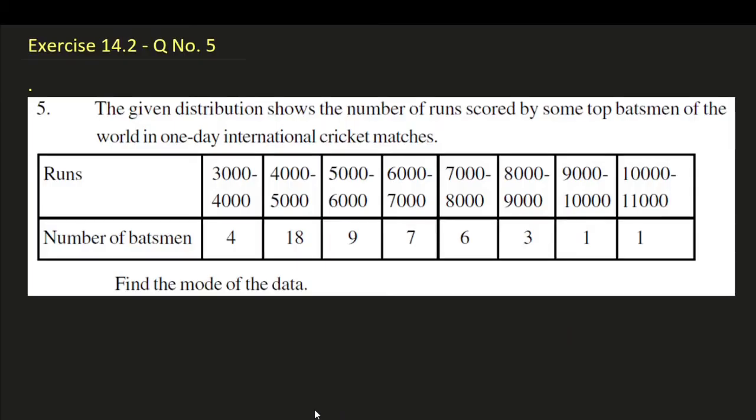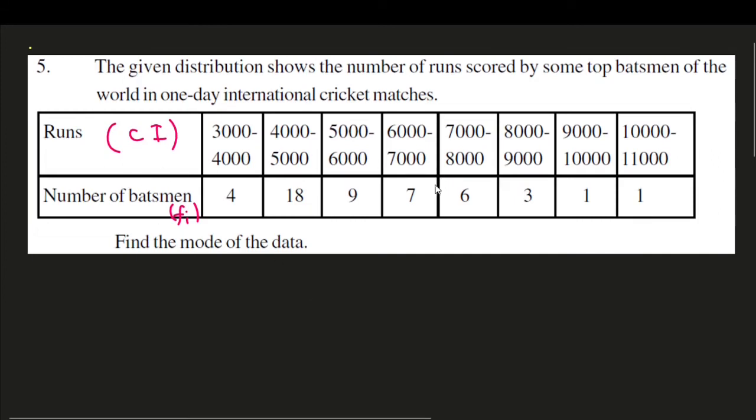This is question number 5 of exercise 14.2. The question is, the given distribution shows the number of runs scored by some top batsmen of the world in one day international cricket matches. Runs are given as class intervals. Number of batsmen are given as frequencies. Find the mode of the data.